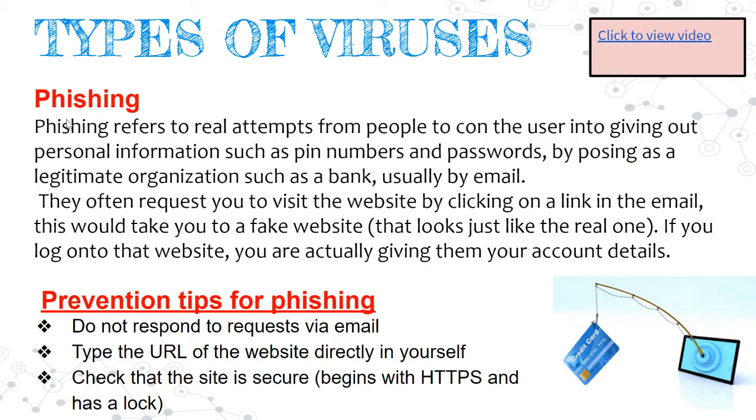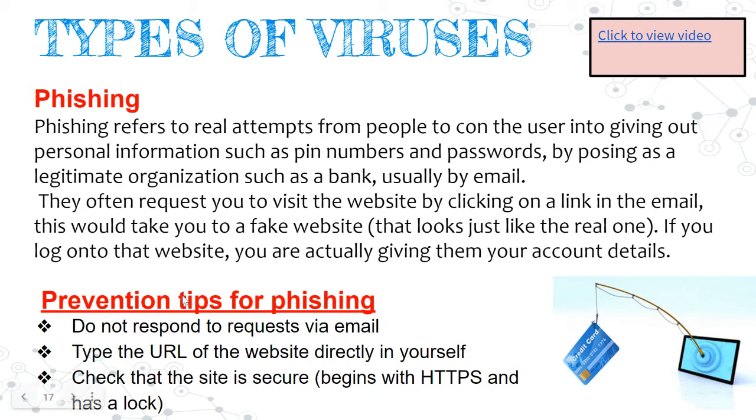Types of viruses. Phishing. We've looked at it in an earlier module. It refers to real attempts from people to con the user into giving out personal information like your PIN number and passwords, by posing as a legitimate organization like a bank, usually by email. They often request you to visit the website by clicking on a link in the email. This would take you to a fake website. It looks just like the real one, but there are some things that can give it away that it is not the real one.